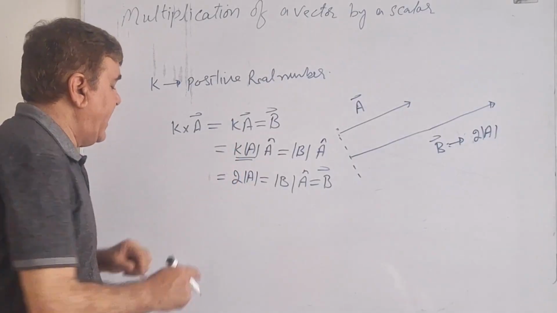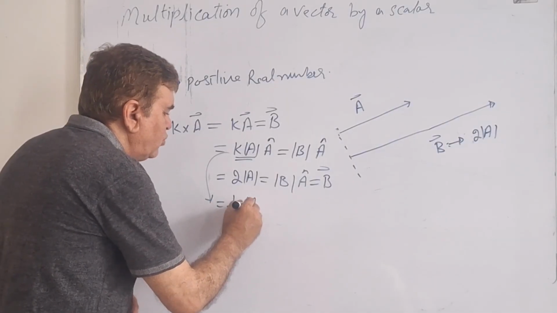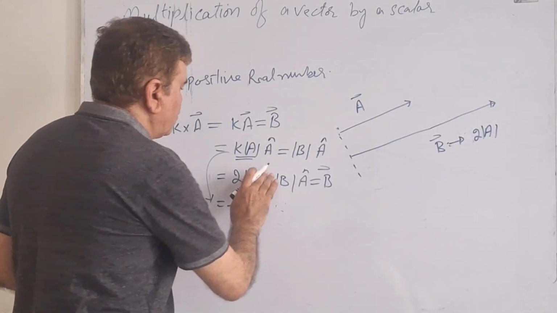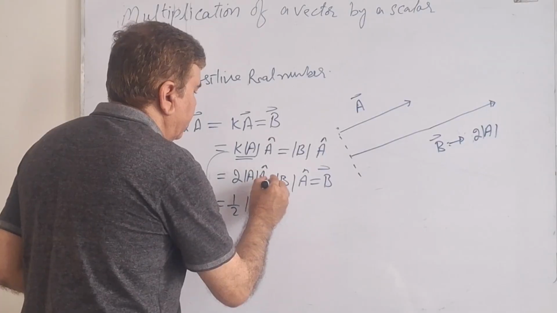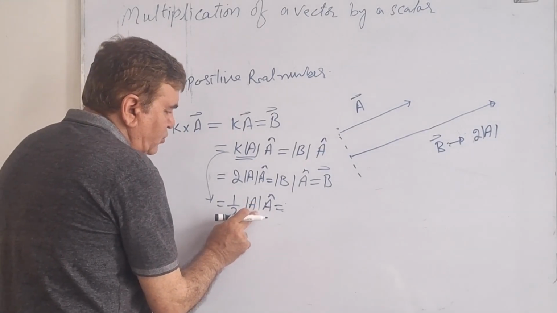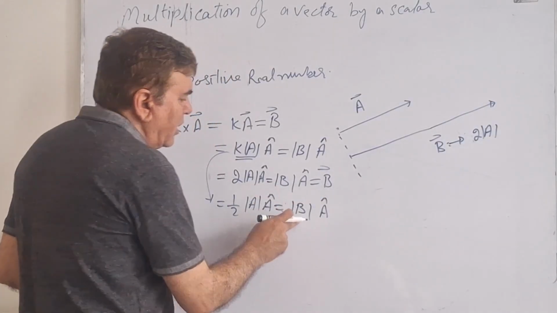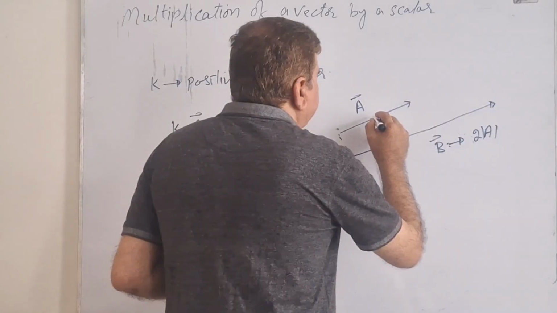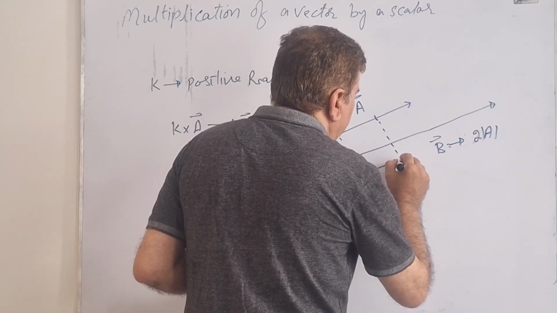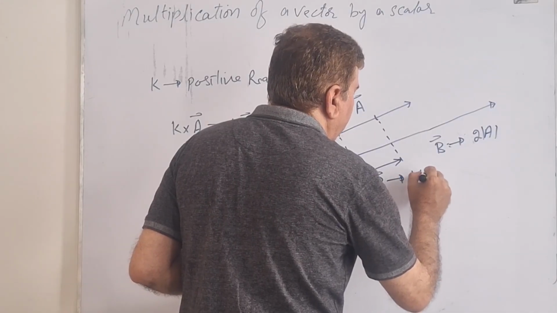Now, for example, if this k is 1 by 2, then I would write this as 1 by 2 into A. I missed one thing, I should have put a unit vector over here, right? 1 by 2 into the magnitude of A into unit vector A, and this 1 by 2 of the magnitude of A is the magnitude of B. So what would that be? That means I would divide this vector in half. So the representative line now of B would be this. This would be vector B, whose magnitude is half of vector A.